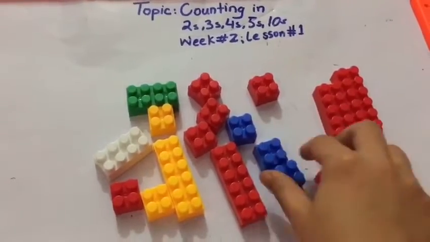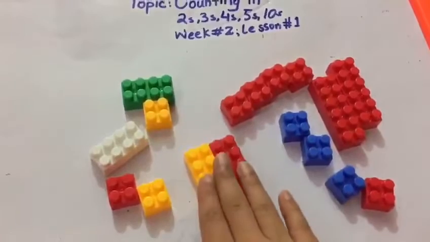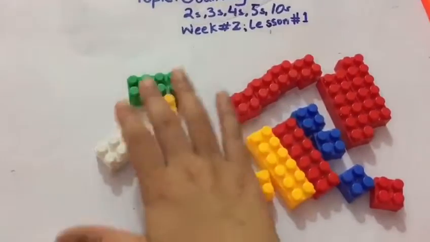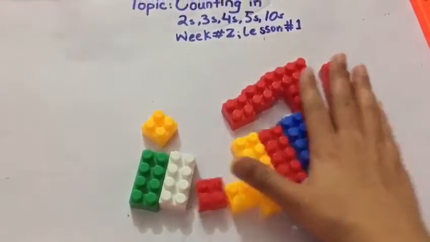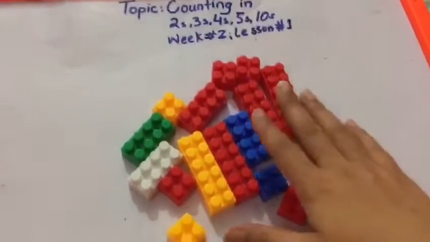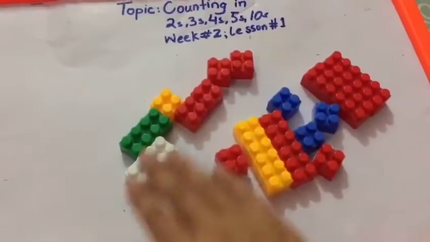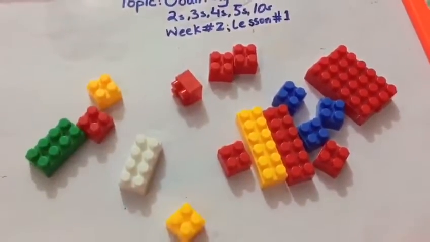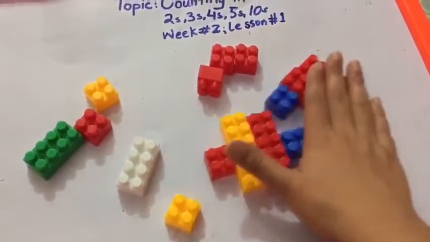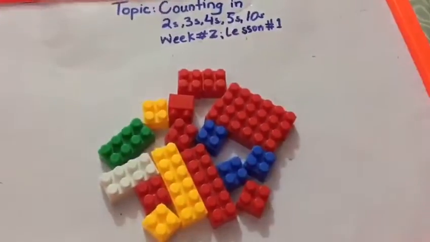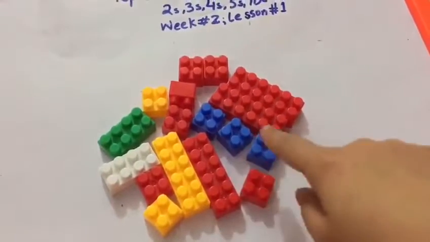2, 4, 6, 8, 10, 12, 14, 16 and 17. It took me less time to count. Now let's count them in 3s. 3, 6, 9, 12, 15, 16 and that is 17, right? As I increase my number in counting, it will take less time to count the total number of blocks.